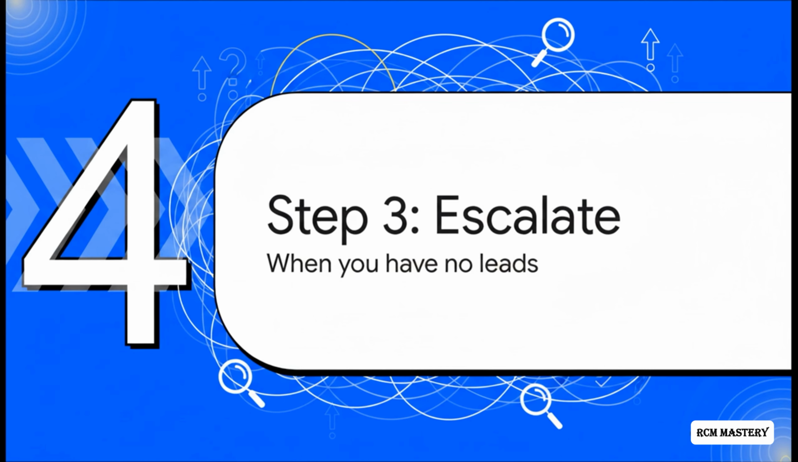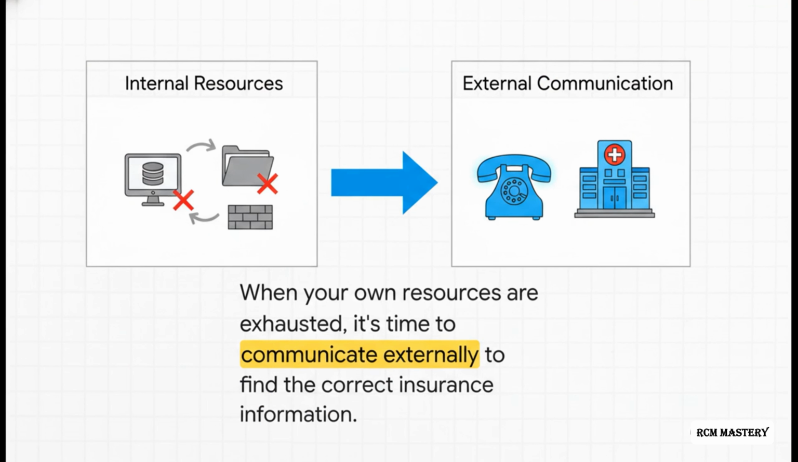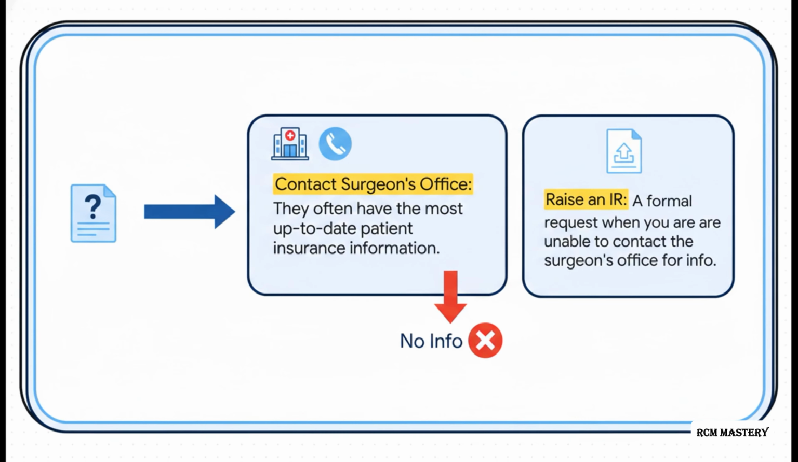And that brings us to our final investigative step: escalate for information. Yep, when you've officially exhausted all your own resources, it's time to reach out. Your goal is exactly the same: find that correct insurance info, but now you have to get that information from an outside source. So, this slide lays out your two main options. First, call the surgeon's office. They are often your best bet for the most current patient insurance information. Now, if you can't get through to them, or maybe they don't have the info either, your final move is to raise an information request, or an IR. This creates a formal, trackable inquiry to go get the data you need.